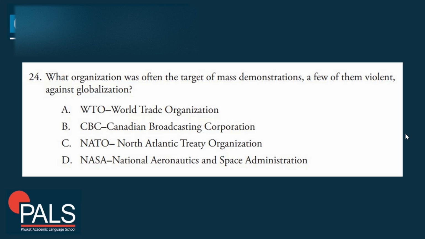So, the World Trade Organization, A. B, CBC, the Canadian Broadcasting Corporation. C, NATO, the North Atlantic Treaty Organization. Or D, NASA, the National Aeronautics and Space Administration. All we have to do is ask ourselves, which one of these organizations would have the most to do with globalization? And clearly, the CBC would not, as it's only related to one country. Maybe it broadcasts in other countries, but it's not going to figure heavily in globalization, global trade.